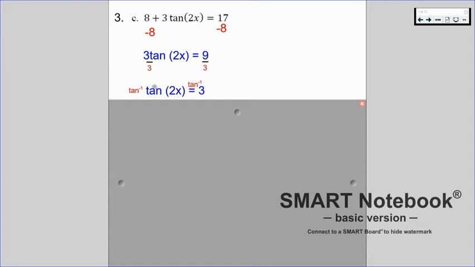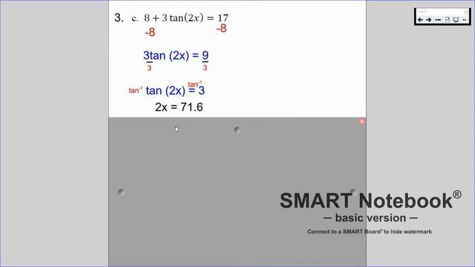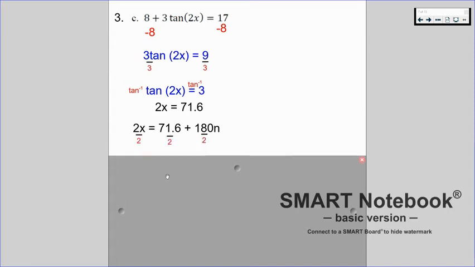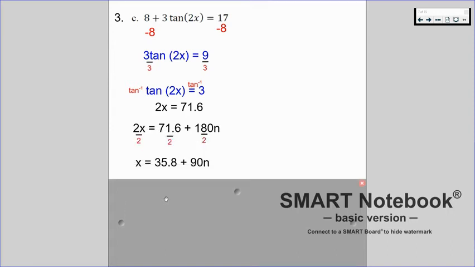At this moment, now I have the trig function by itself. So I'm going to inverse tangent both sides. Punch that into the calculator. And I get 2x equals 71.6. Now this is tangent, so something to remember with tangent is I only need one equation, and the period is going to be 180 degrees. So now I just set up 2x equals 71.6 plus 180n. Still need to solve for x, so I'm going to divide both sides by 2, and we end up with x equals 35.8 plus 90n. So the 180n gets divided by 2, so I end up with a plus 90n for this particular question.